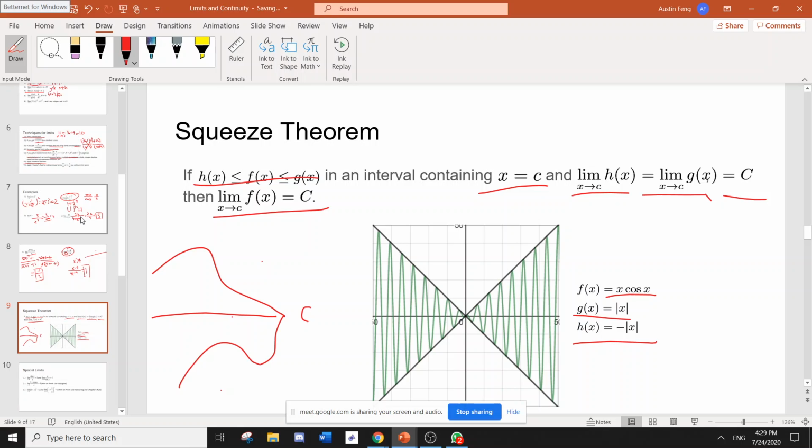So in the graph here, you see that you have g of x here. You have h of x over here, and then you have f of x all over here. We know that the limit of absolute value of x and absolute value of negative x at 0 is 0. So using the squeeze theorem, we see that the limit of f of x as x goes to 0 must be 0 too.